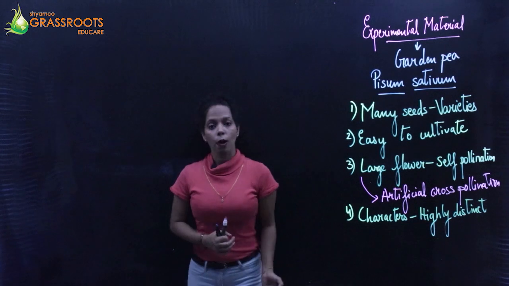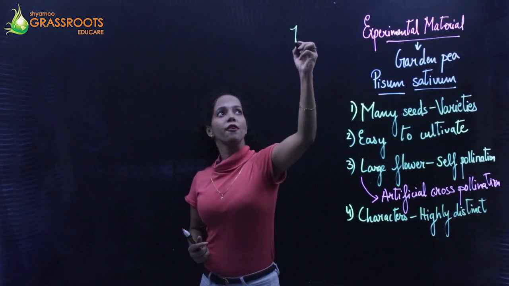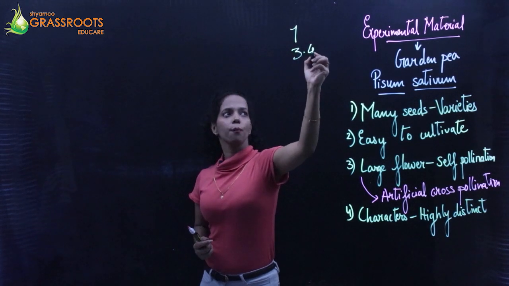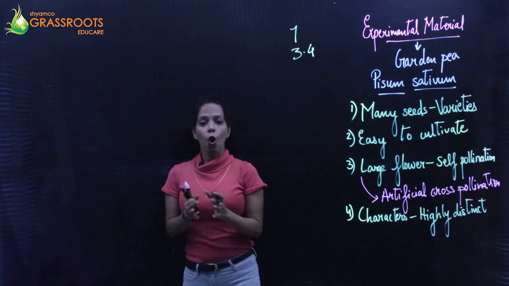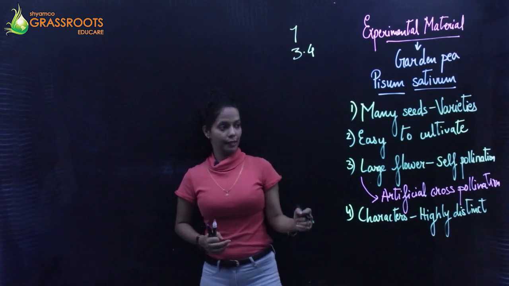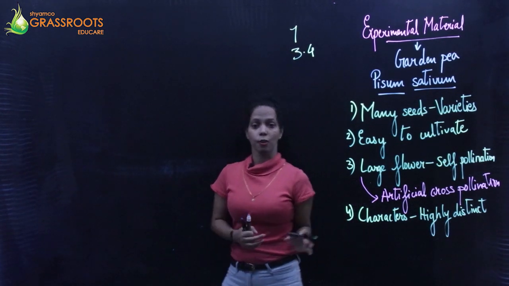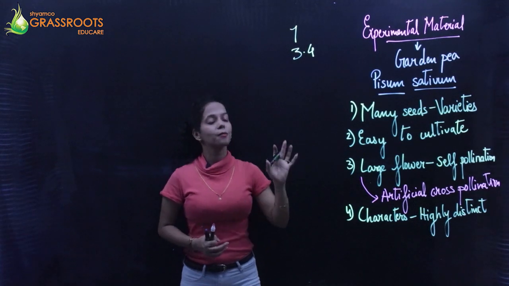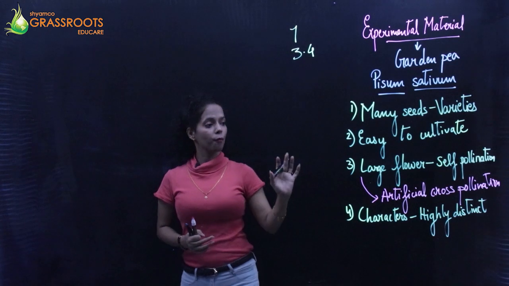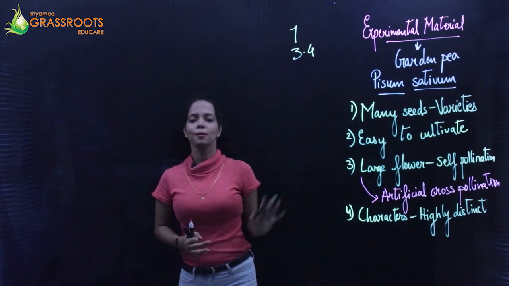Highly distinct means if a plant is tall, its height will be 7 feet. If a plant is dwarf, it will show a height of 3.4 feet. There was no intermediate character between them. So that is why he selected it. These are the 4 important reasons why he selected Pisum sativum as an experimental material. There are many more, but from your syllabus point of view, only this much is there.